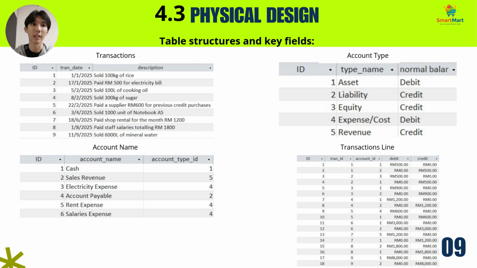Lastly, is the transaction line table, which is the most important for accounting. Each transaction can have multiple transaction lines following the double-entry accounting principle. This table records which transaction it belongs to, which account is affected, and the debit amount and credit amount. This structure ensures that total debit always equals total credit.